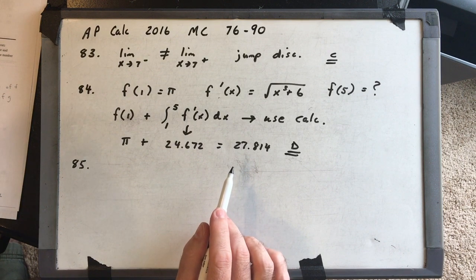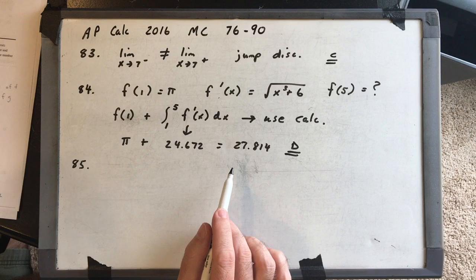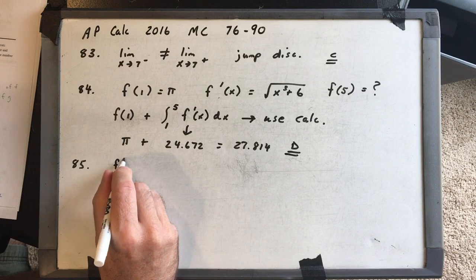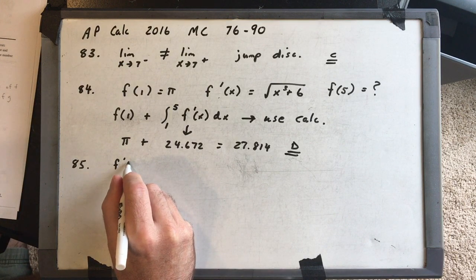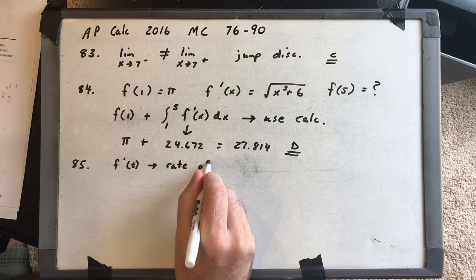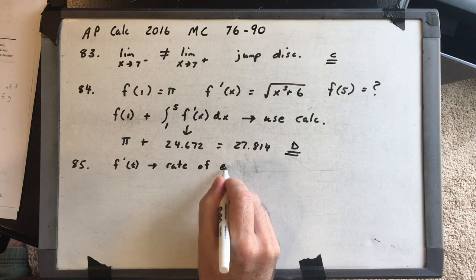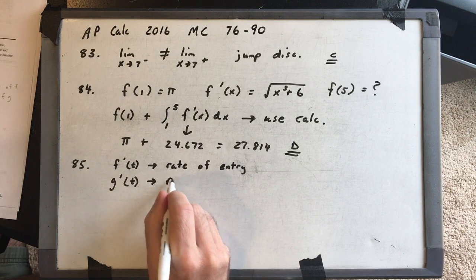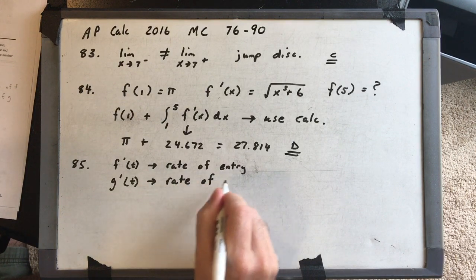85, if you'll read along, people are entering a building at a rate modeled by f of t, and they're leaving at a rate modeled by g of t. The functions f and g are non-negative and differentiable for all times t. Which of the following inequalities indicates that the rate of change of the number of people in the building is increasing? Well, f prime represents a rate of change. In this case, it would be a rate of entry. G prime is a rate of change, in this case, a rate of departure.